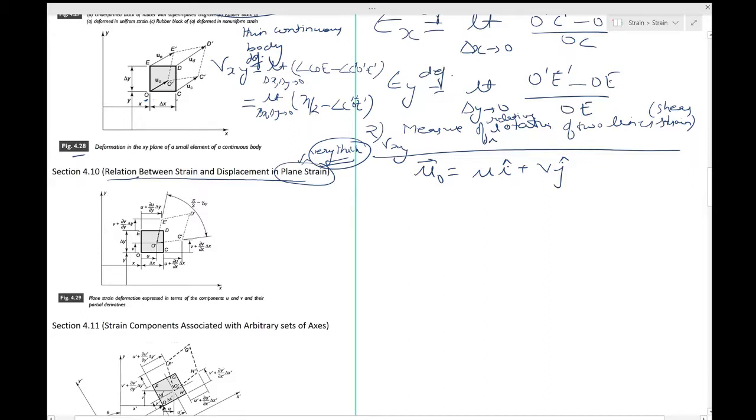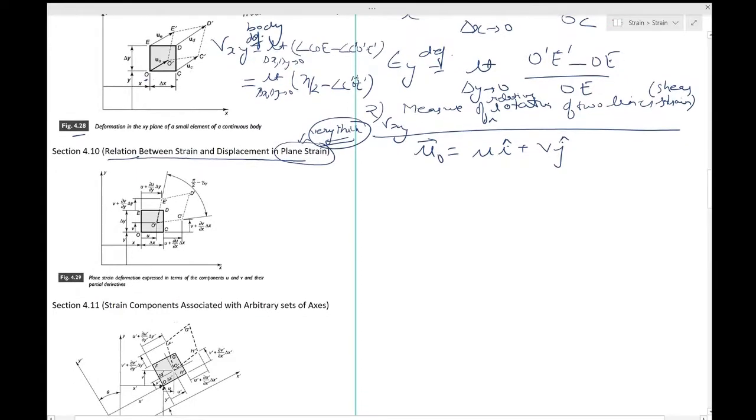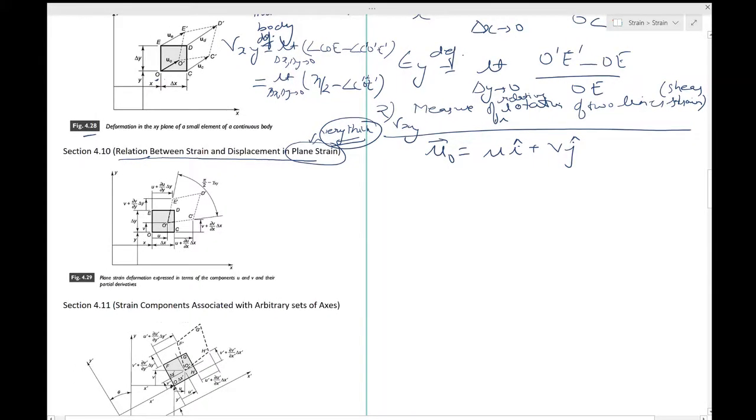So this is also shown in figure 4.29. You can see that. This relation is illustrated in figure 4.29, so I'll show how this O has moved to O dash. This is the displacement vector. u is the component in the x direction, v is the component in the y direction. So that is what is shown over here.